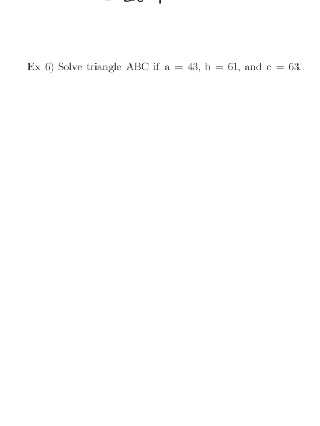For example 6, we are going to solve triangle ABC if side A is 43, side B is 61, and side C is 63. In this case, we know all three of the sides, and we need to find the three angles. You can choose to find whichever angle you want to first. I'm going alphabetically like I've been doing.